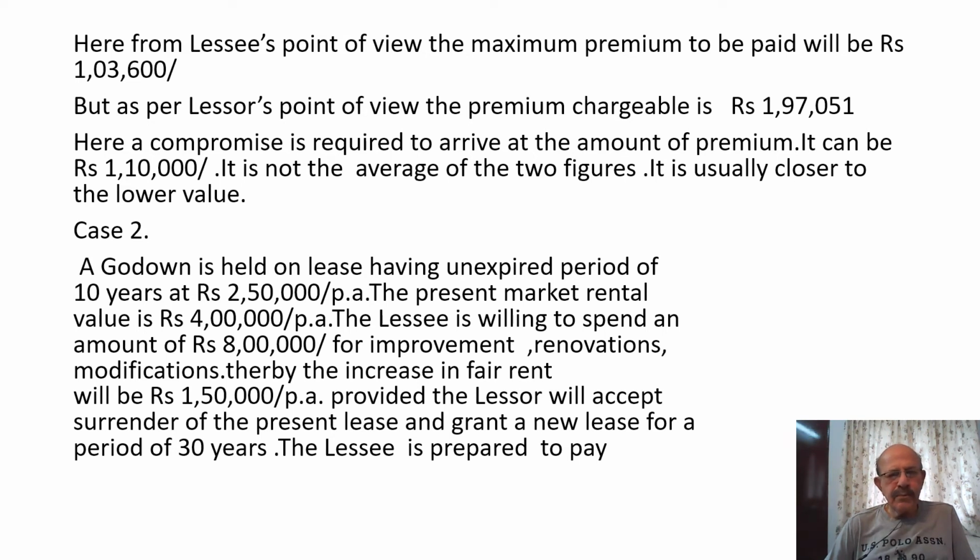Here, from lessee's point of view, the maximum premium to be paid will be rupees 1,03,600. But from the lessor's point of view, the premium chargeable is 1,97,051. Here a compromise is required to arrive at the amount of premium. It can be rupees 1,10,000. It is not the average of the two figures. It is usually closer to the lower value. Here you should understand whatever be the calculations and theory, the practical approach and what is possible is a negotiation between the lessor and the lessee.